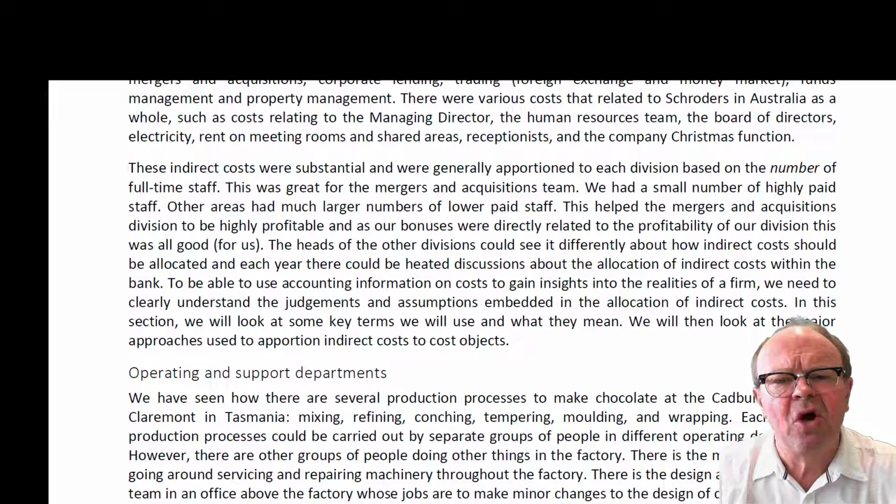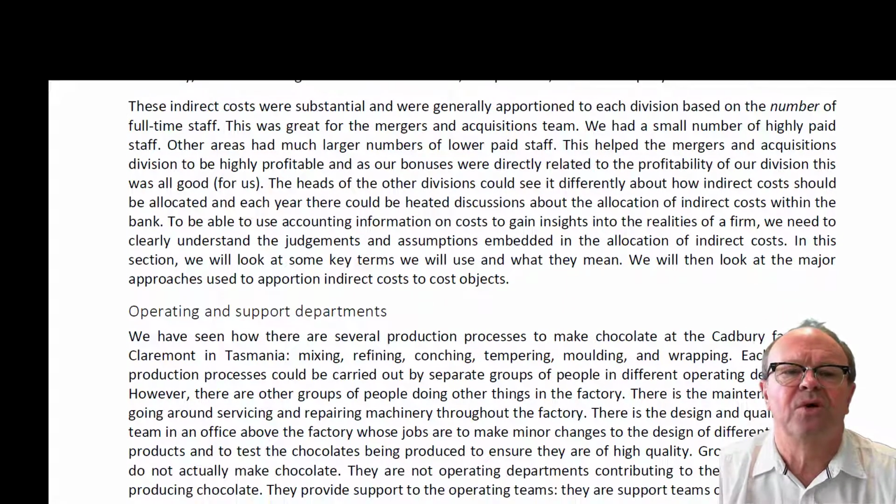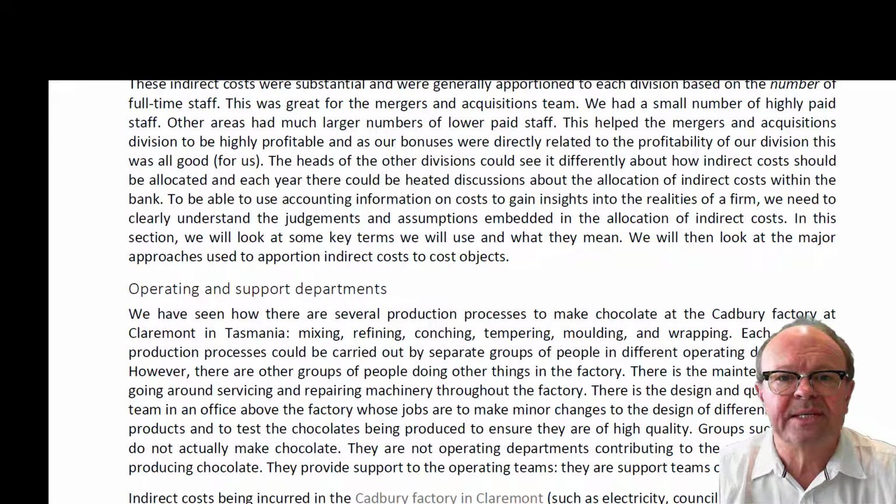There were various costs that related to Schroders in Australia as a whole, such as costs relating to the managing director, the human resources team, the board of directors, electricity, rent on meeting rooms and shared areas, receptionists, and the company Christmas function. These indirect costs were substantial and were generally apportioned to each division based on the number of full-time staff. This was great for the mergers and acquisitions team.